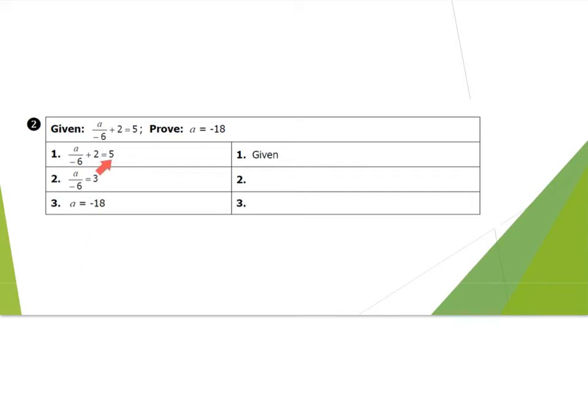We're starting off, we rewrote what was given and our reason for that. It was given. Let's take a look to go from step 1 to step 2. Something happened. We have a positive 2, it's gone. So what property is that? You got it, subtraction property.